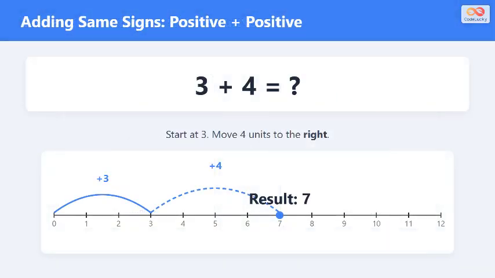Let's start with the first rule, adding numbers with the same sign. If we have positive 3 plus positive 4, we simply start at 3 on the number line and move 4 steps to the right. We end up at positive 7. It is just regular addition.